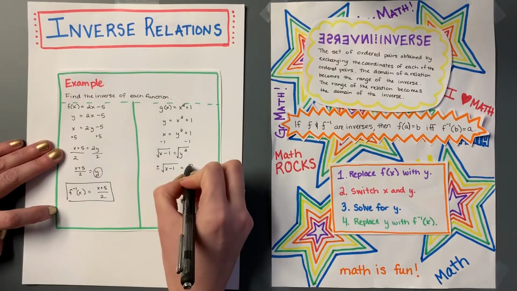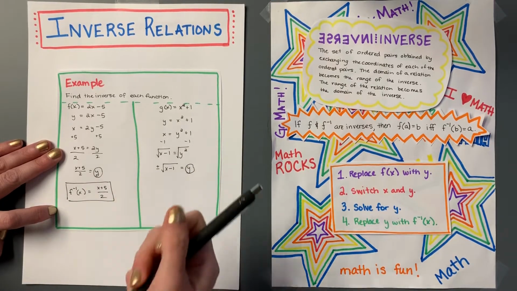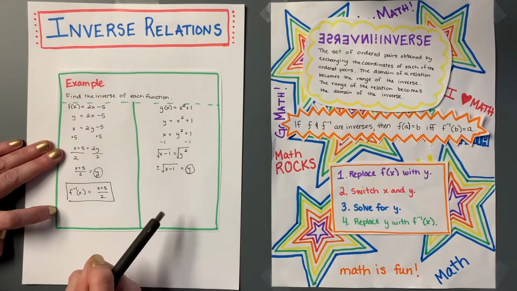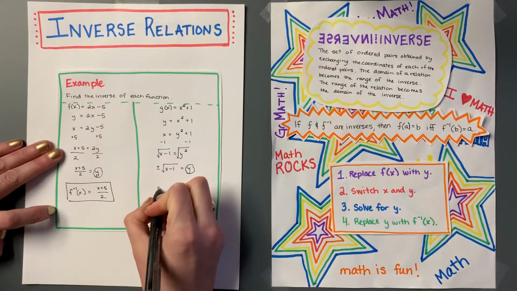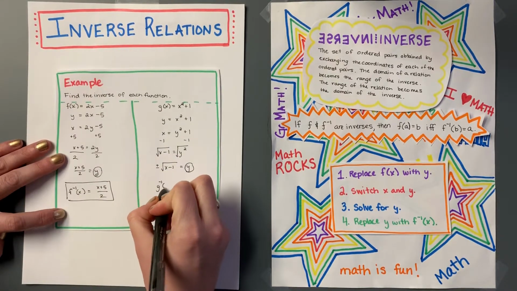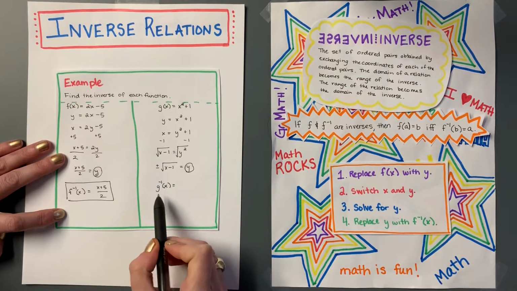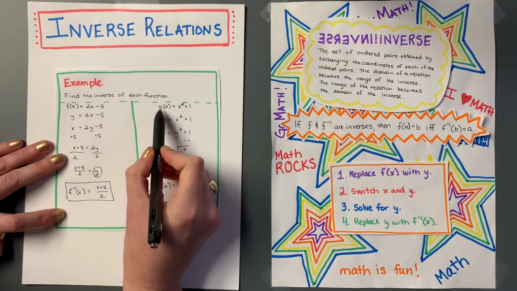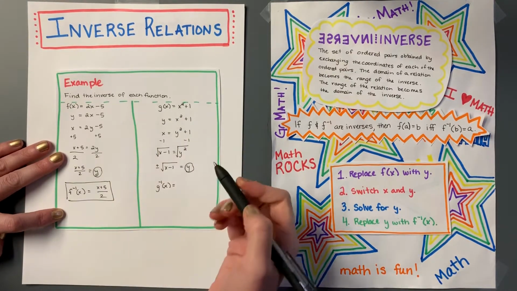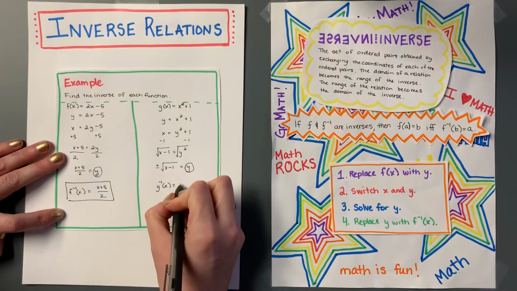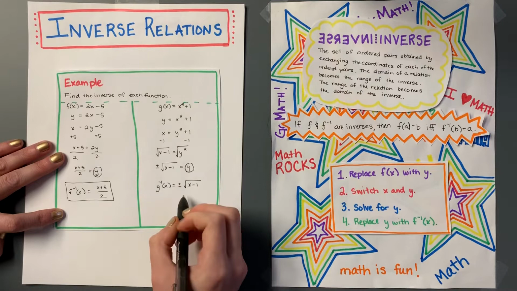Now that I've finished solving for y, I'm going to replace this with the inverse notation. I need to remember that my original function was g, so this should be written as g inverse of x. I don't want to get confused and write f inverse because my original function was g. So if my original function was k, this would be k inverse of x equals plus or minus the square root of x minus 1.